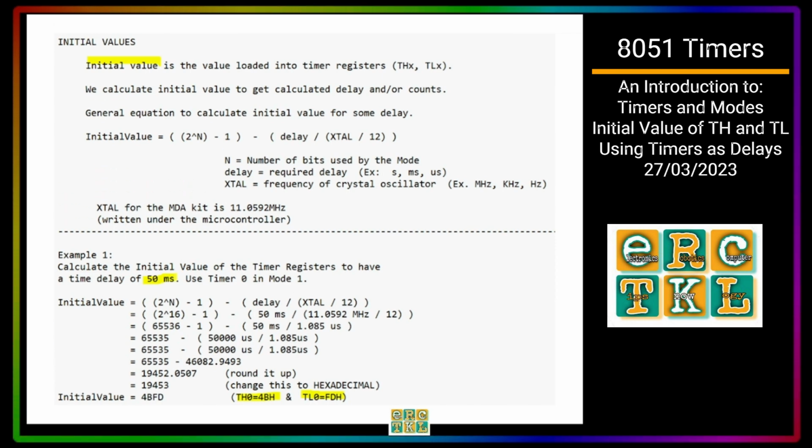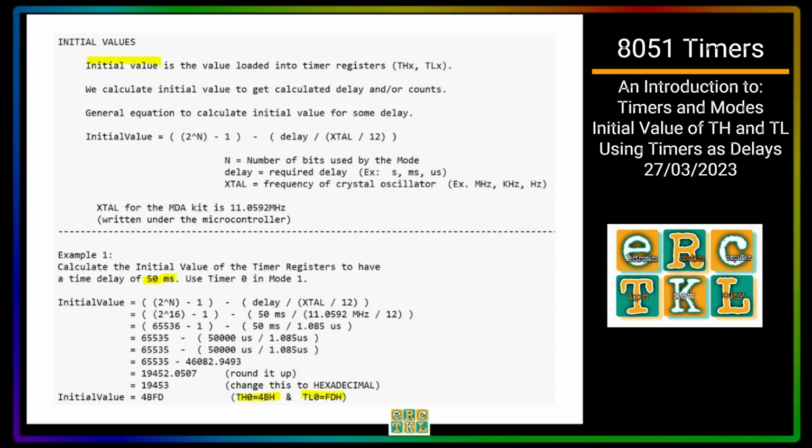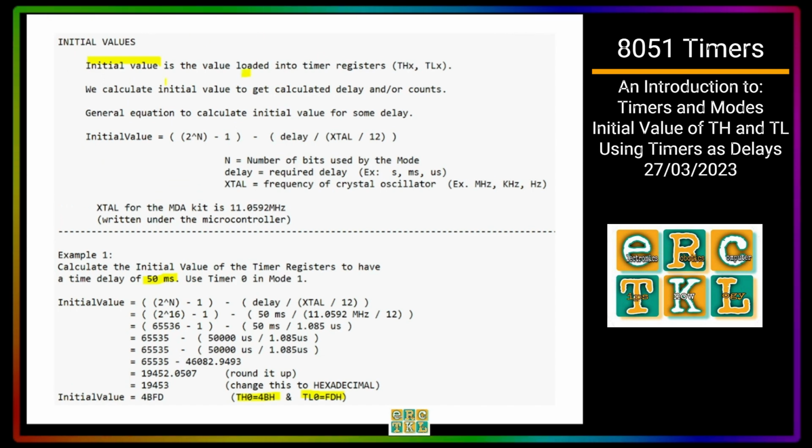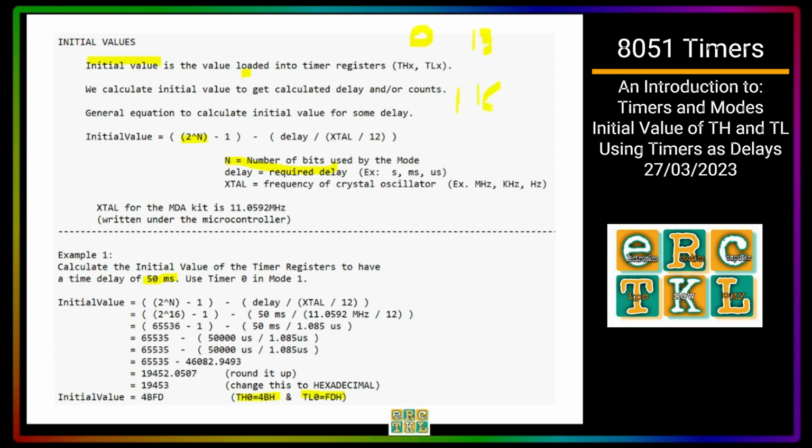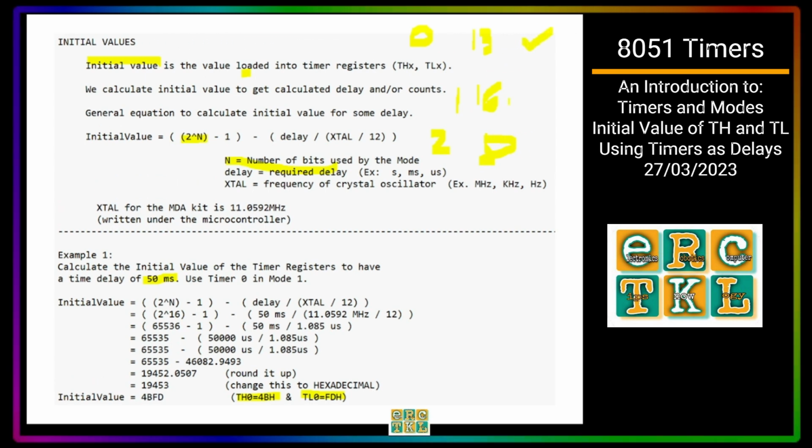What number will you put there? 0x what? It depends on the calculation. So, let's see the calculation. Look, the calculation here is 2 to the power of n. What is n? The number of bits. Let's say I want mode 0, so the number is 13. If I want mode 1, 16. If I want mode 2, 8. So, these three, but I will just give you mode 0 or mode 1.